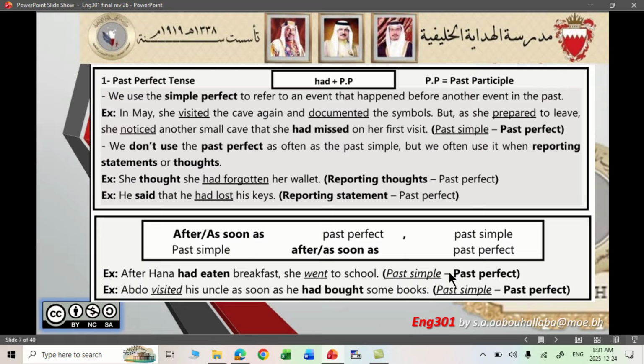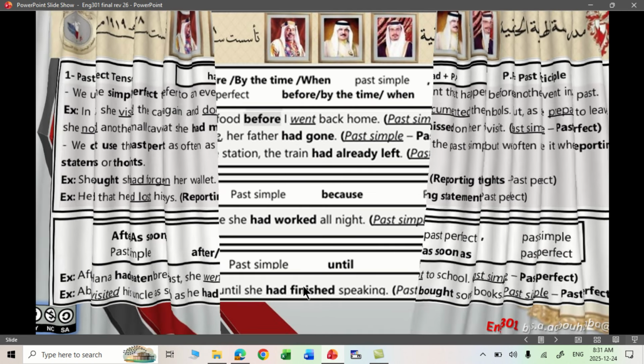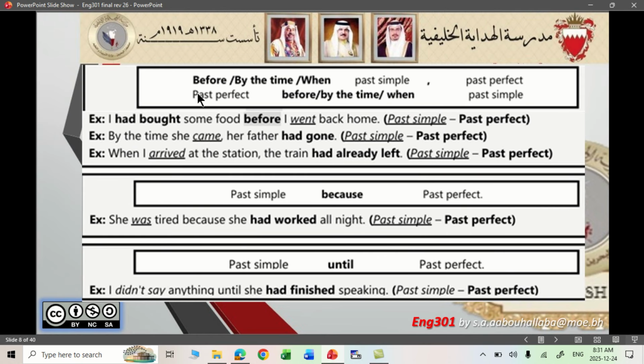We have here past simple and past perfect. Abdu visited his uncle as soon as he had bought some books. As soon as, here it comes before the past perfect as well. All right. We also use it with words like before, by the time, and when.